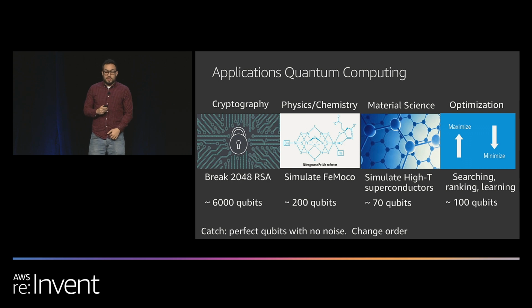So what is an example in each one of them? For example, famously, in '94, we learned that we can break RSA, the most used public crypto system, if we had a quantum computer. For this, we need about 6,000 qubits.